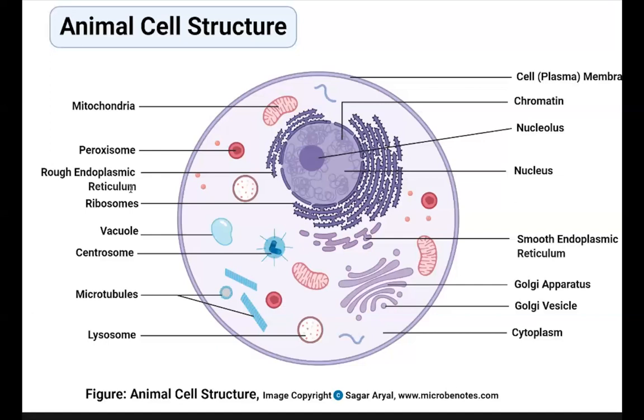Next, let's talk about vacuoles. Vacuoles are storehouses for excess food produced by the cell, just like the Golgi apparatus. Next, let's talk about the ribosomes. Ribosomes help in protein synthesis or producing protein and amino acids, which are important for the cell.